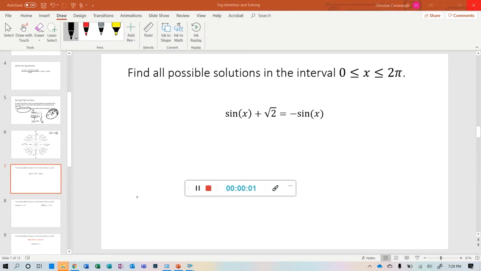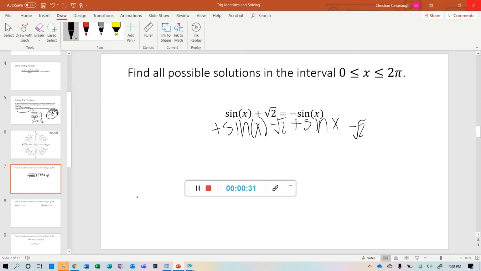Okay, here's another example like you guys would probably be more familiar with. In this one, we want to go ahead and get all of the variables, which in this case are both sine of x, and all of the constants, which is the square root of 2, on opposite sides technically. We want the variables on one side and the constants on the other. So the first thing I would do is add my sine x to this side. And I'm going to subtract the square root of 2 to the other side.